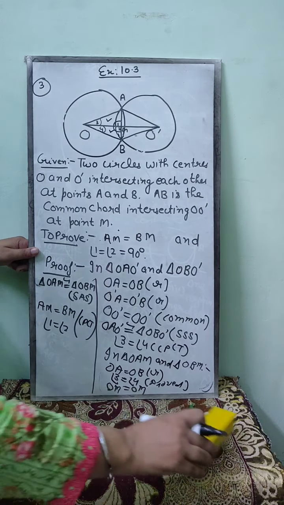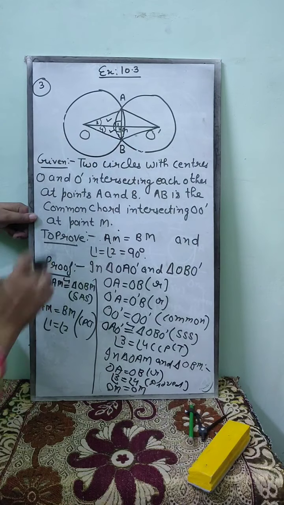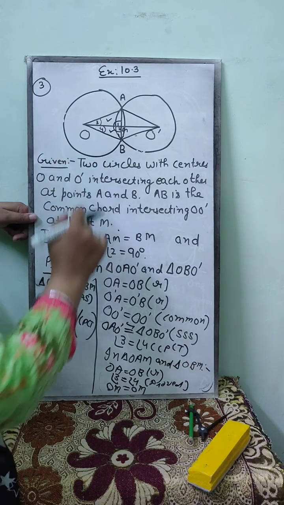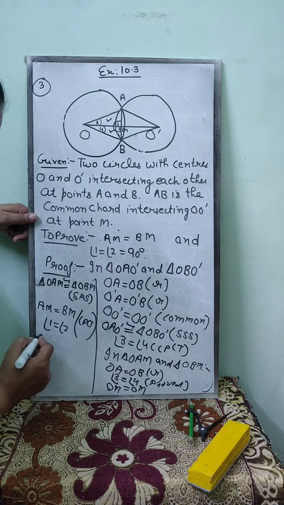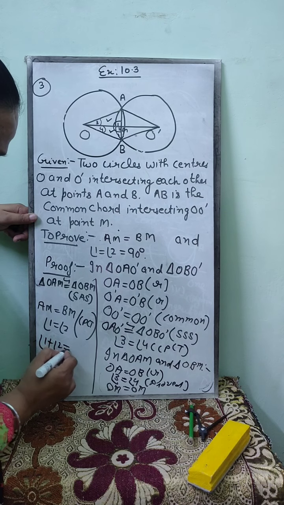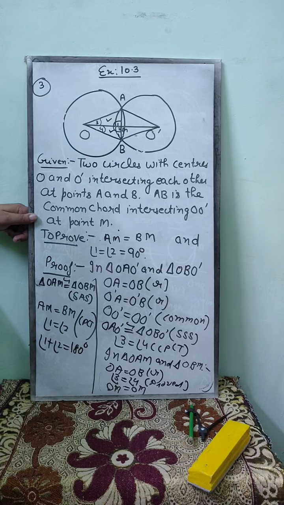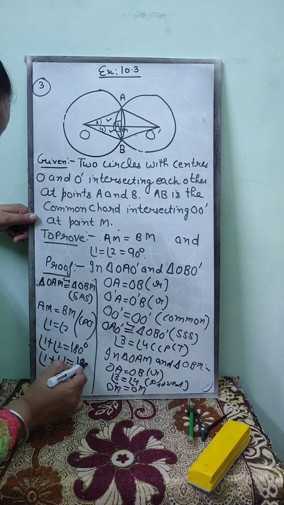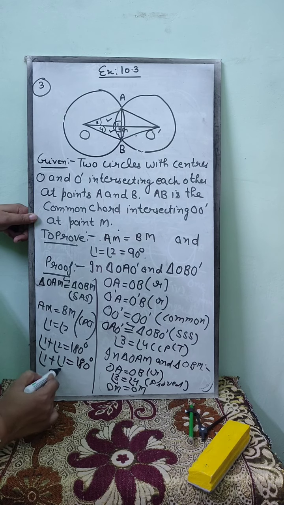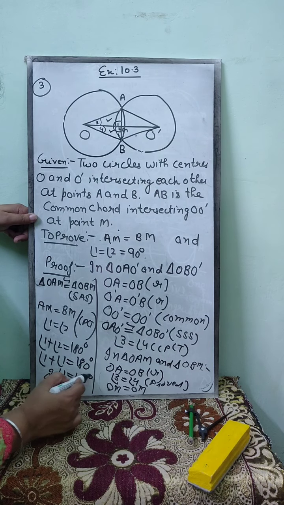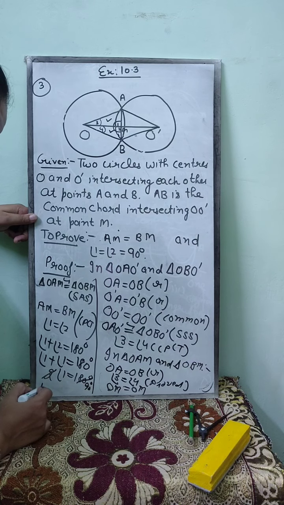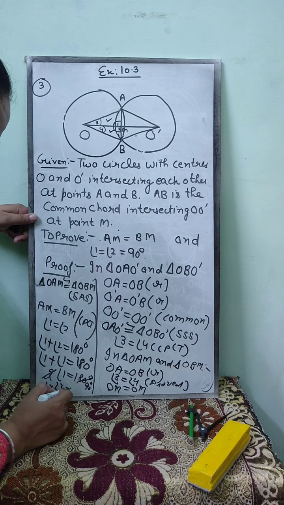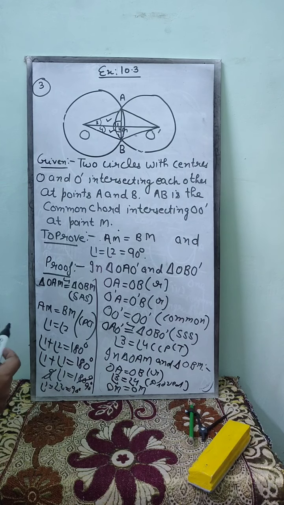Clear? Now students, AMB is a straight line. So angle 1 and angle 2 are forming a linear pair. Angle 1 plus angle 2 is 180. This is a linear pair. Since 1 and 2 are equal, we will replace 2 with 1. This is 2 times angle 1. After cutting, you will be getting angle 1 and angle 2, both are 90 degrees. Clear? Give a 1 minute review to this sum.